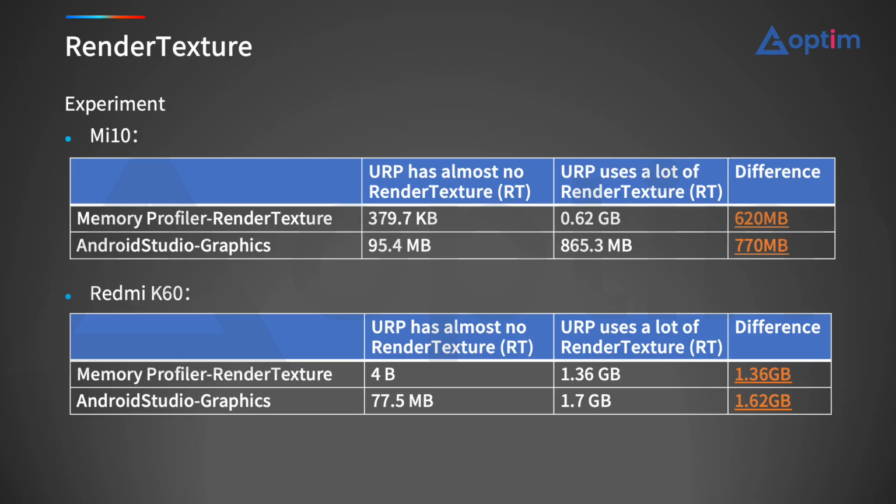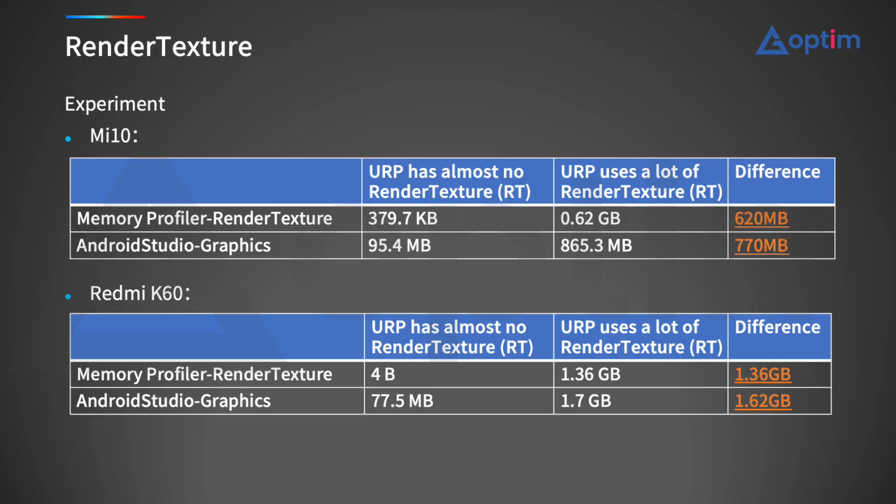We conducted experiments on two devices, Xiaomi Mi 10 and Redmi K60. The main difference between these devices was default rendering resolution. Therefore, render texture memory showed slightly different baseline behavior. On the Mi 10 device, inside the Unity Memory Profiler, render texture allocation increased by about 620 MB.